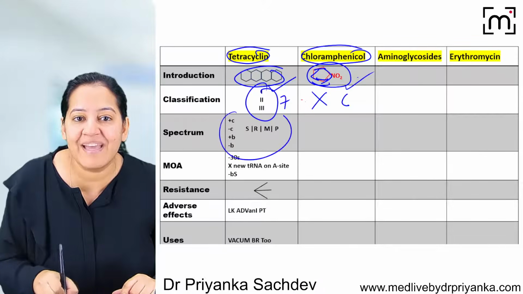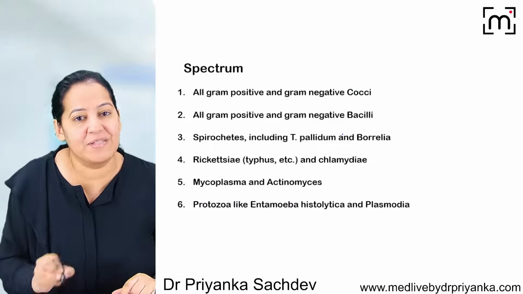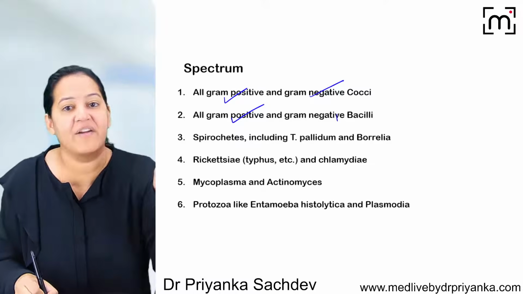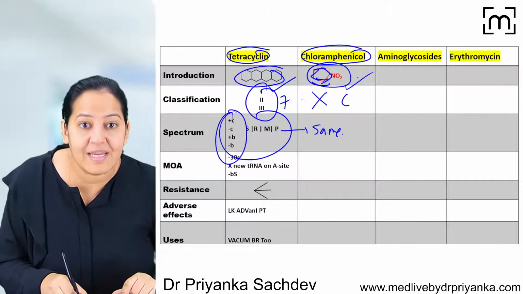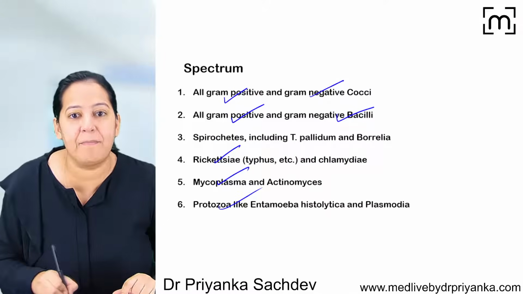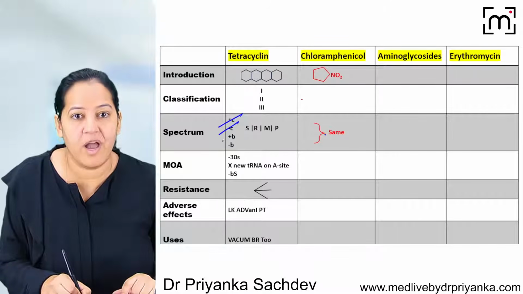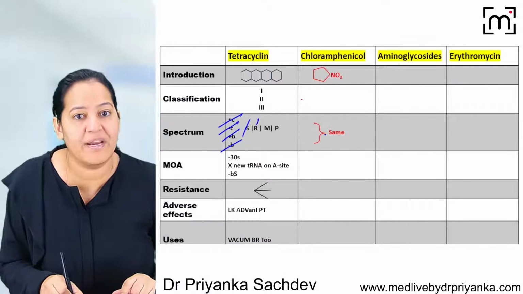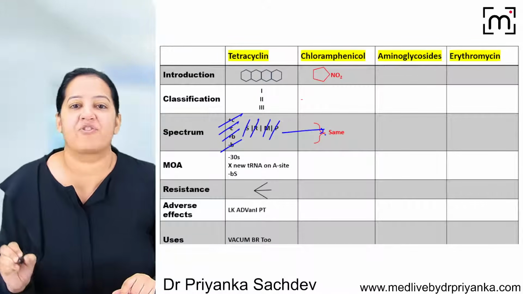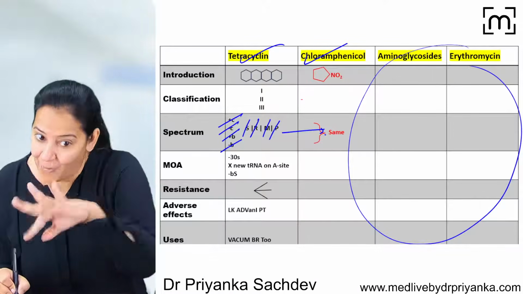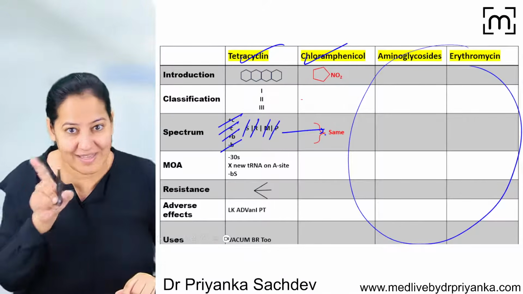What about the spectrum? Exactly the same. It's also broad spectrum, acting against gram-positive cocci, gram-negative cocci, gram-positive bacilli, gram-negative bacilli. Not only these, it is also acting on spirochetes, rickettsia, mycoplasma, and chlamydia. So both of them are broad spectrum. I will tell you later why they are narrow in other contexts, but you can see the spectrum is the same.